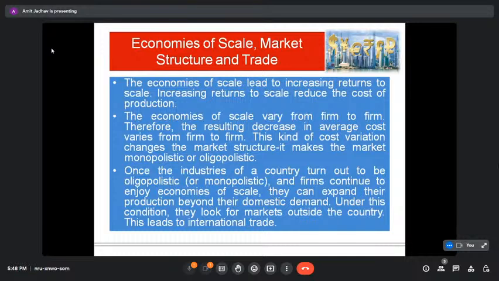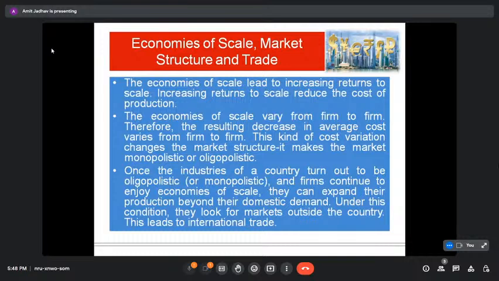In a monopolistic market, we have product differentiation, where a number of sellers are producing a similar commodity, but with differentiation in that commodity. Similarly, in an oligopoly, there are few producers, and they control the whole market. Basically, the industries of the country turn out to be oligopolistic or monopolistic, and firms continue to enjoy economies of scale, because these firms are limited in an oligopoly market, and they continuously enjoy the economies of scale.